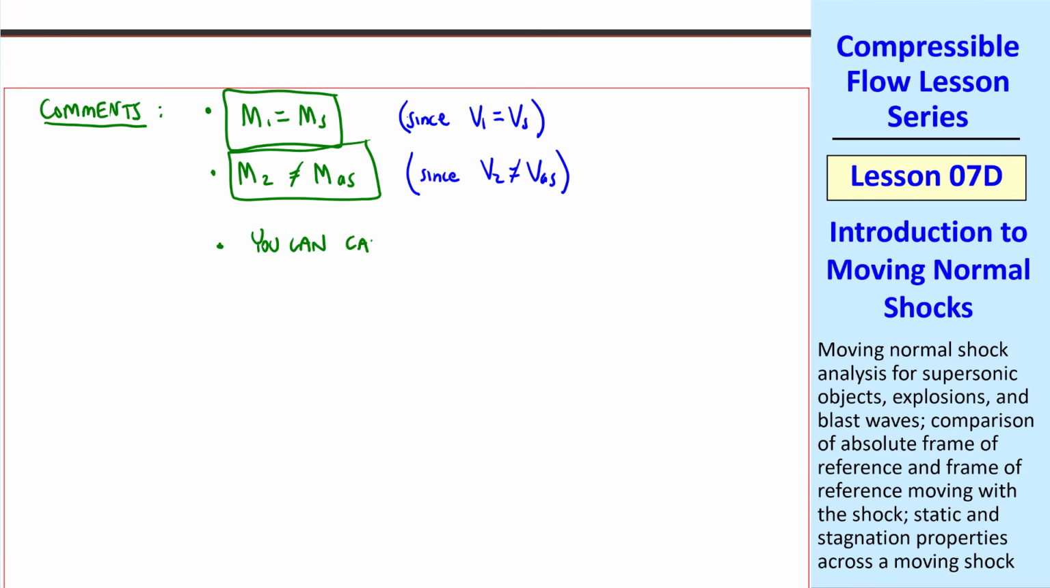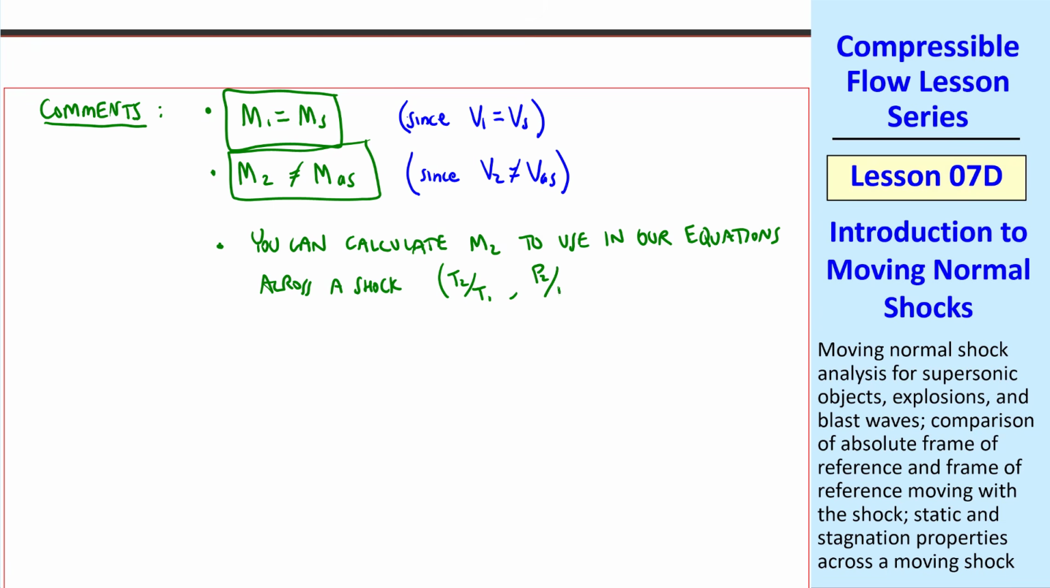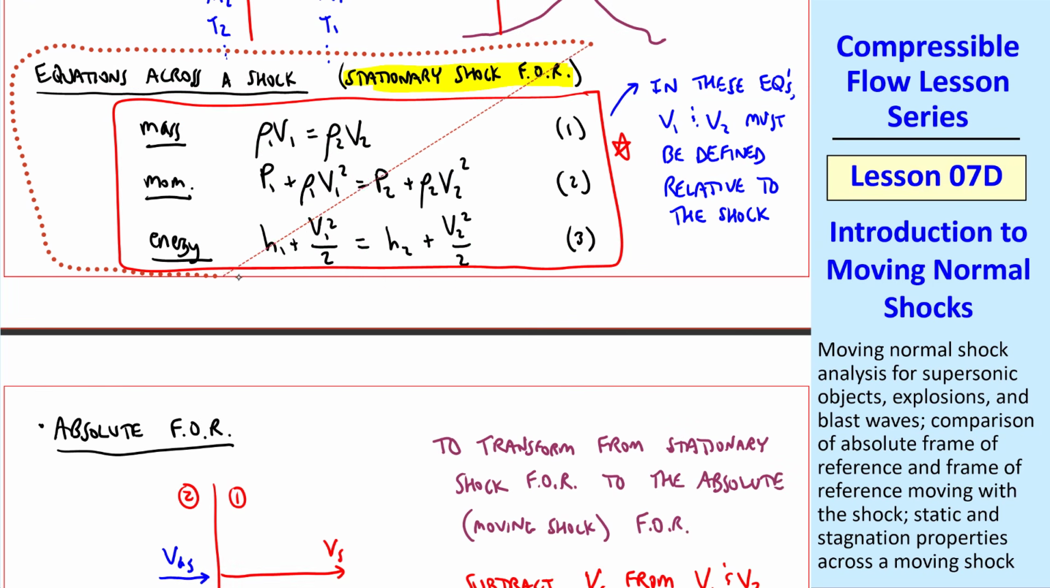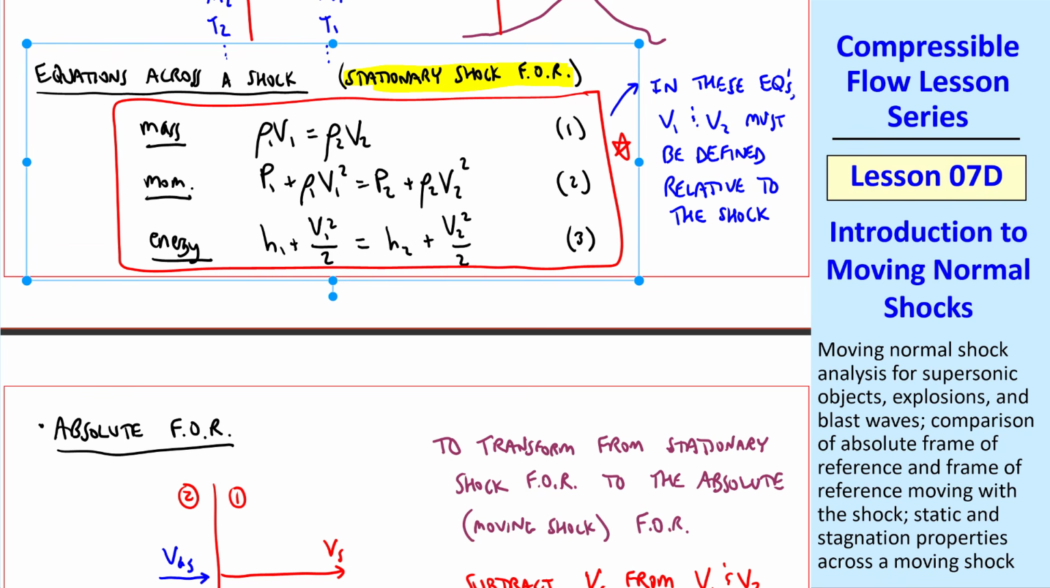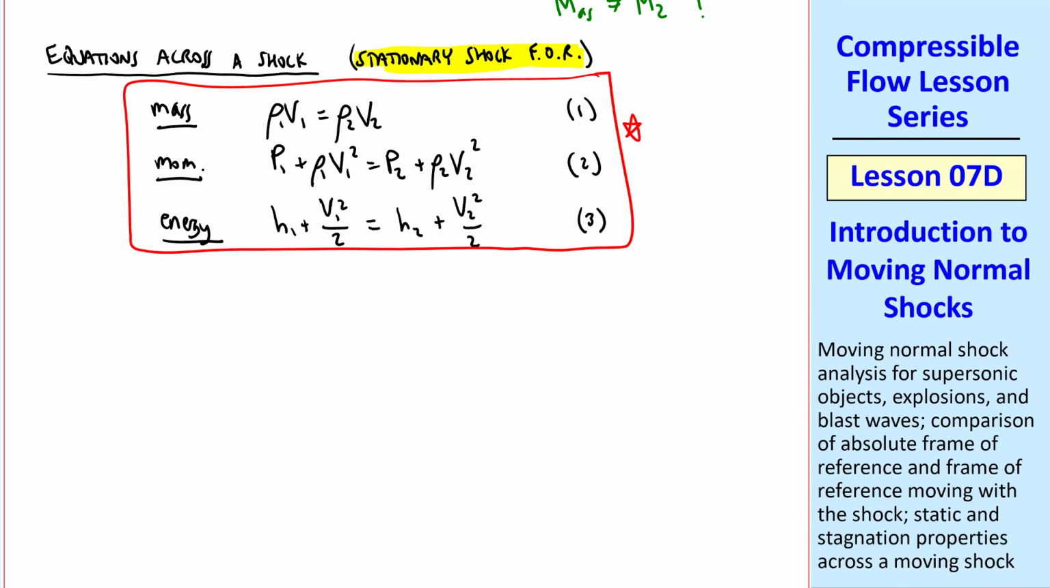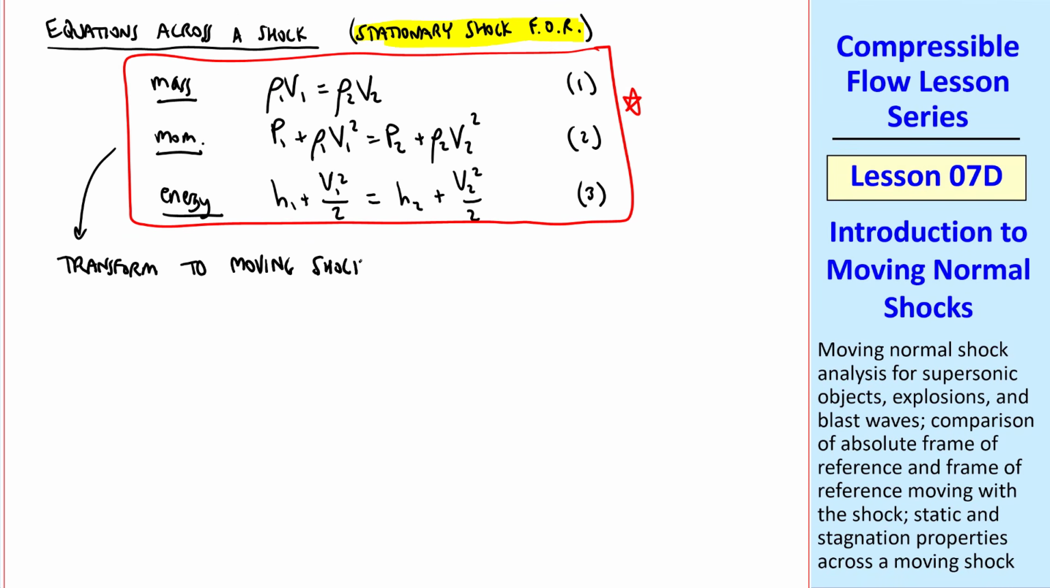Another comment is that you can calculate M2 to use in our equations across a shock, in other words, the T2 over T1 and P2 over P1 equations, as a convenience, and since we're used to doing that. But keep in mind that MAS is not equal to M2, even though M1 and MS are the same. Let's go back to these equations in our stationary shock reference frame and copy and paste them here, and now modify them by transforming to the moving shock or absolute frame of reference.